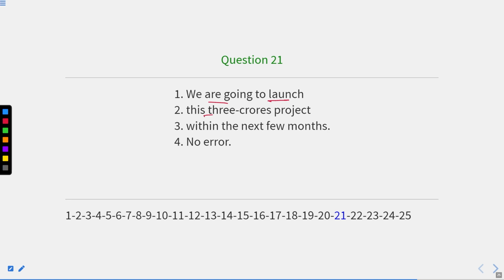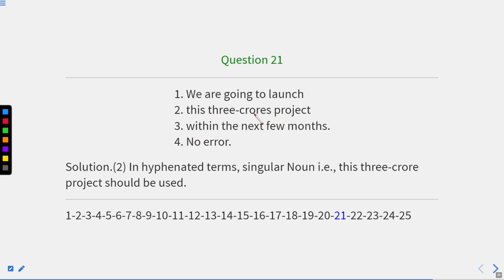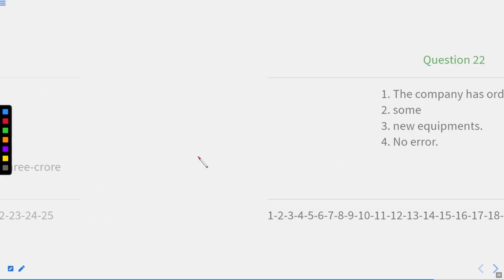We are going to launch this 3 crores project within the next few months. So we are going to launch this 3 crore project. Okay, it should not be crores, it should be crore project, because the hyphenated term is meant to qualify the noun. Therefore, the error is in part second. In the hyphenated term, singular form, that is 3 crore project, should be used. Okay. Now let us move to the next one.